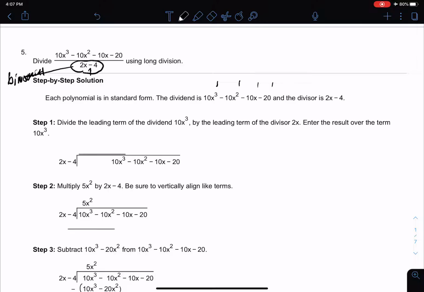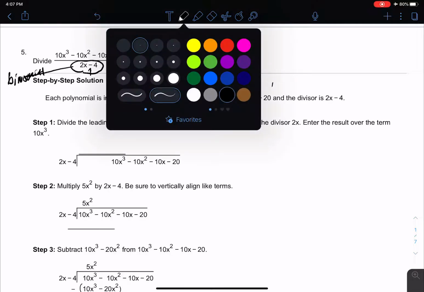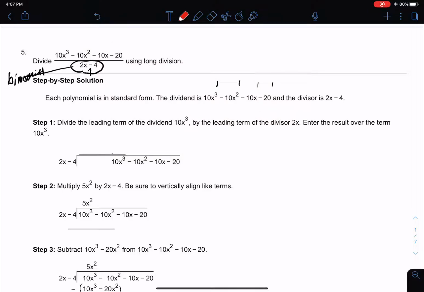It says divide the leading term. So they're trying to give you a way of figuring out what actually goes here to start our problem. Now I do it a little bit differently. The way I do it is I ask, what times 2x will give me 10x cubed? What times 2 gives you 10? 5. So there's going to be a 5. And then what times x will give me x cubed? Most people come up with x squared pretty fast, and that's the right number to put there.